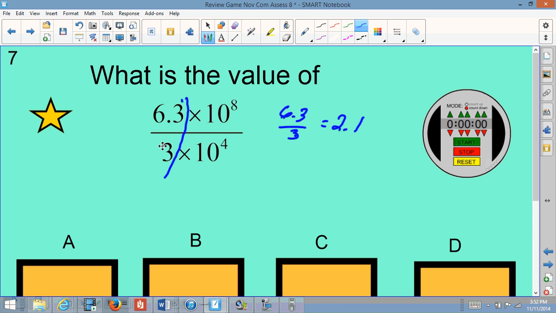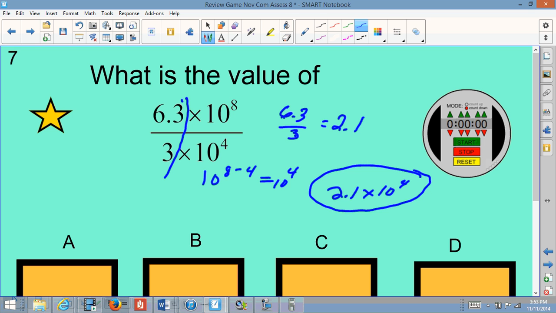And now the exponents. In division, I'm supposed to subtract. So I have 10 to the 8th power and 10 to the 4th power. I know it's division, but we subtract the exponents. That'll give us a 4th power there. So our answer is going to be 2.1 times 10 to the 4th power. And there is our scientific notation.